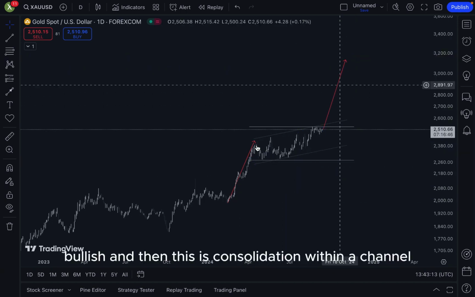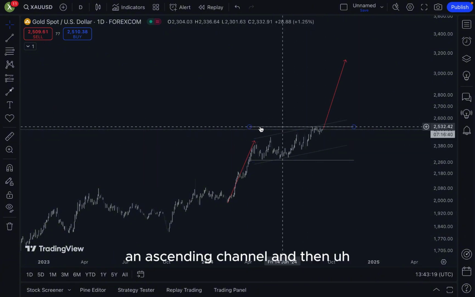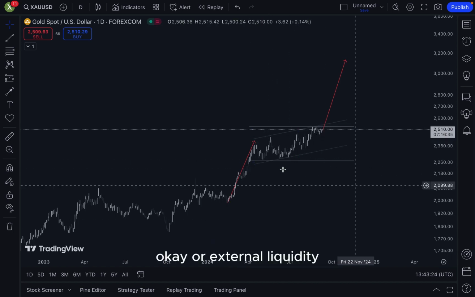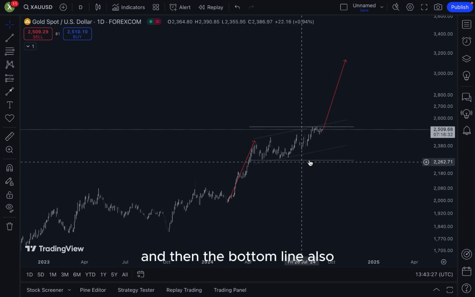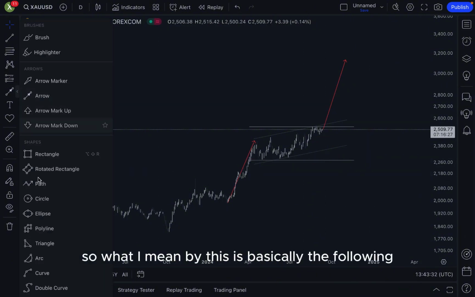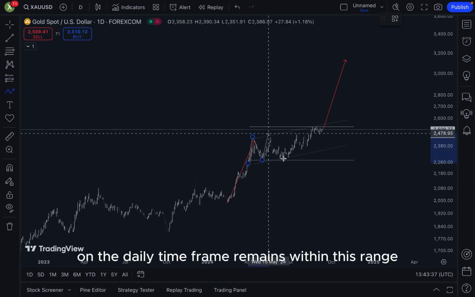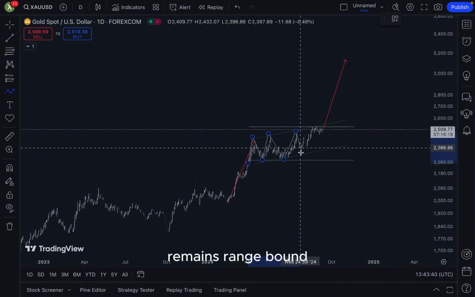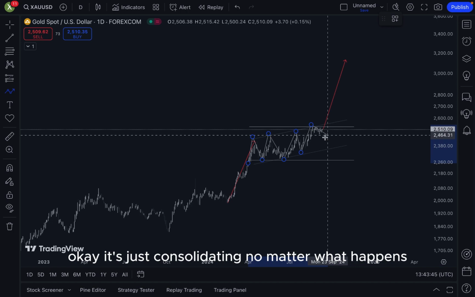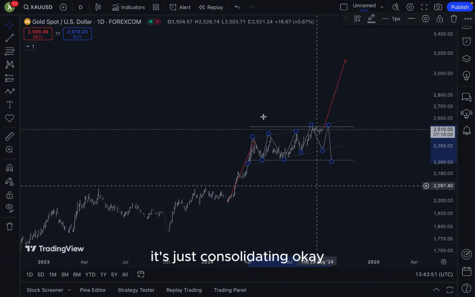Bullish, and then this is consolidation within an ascending channel. The top line indicates resistance, or external liquidity, and the bottom line also indicates external liquidity. What I mean by this is the following. For as long as price on the daily time frame remains within this range, remains range bound, it's just consolidating. No problem.